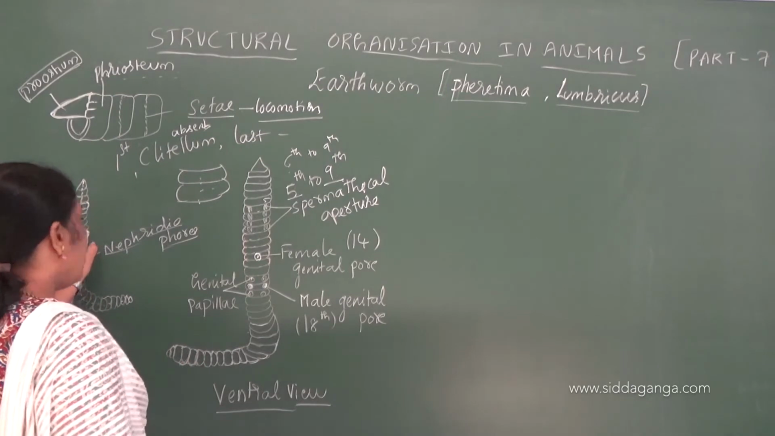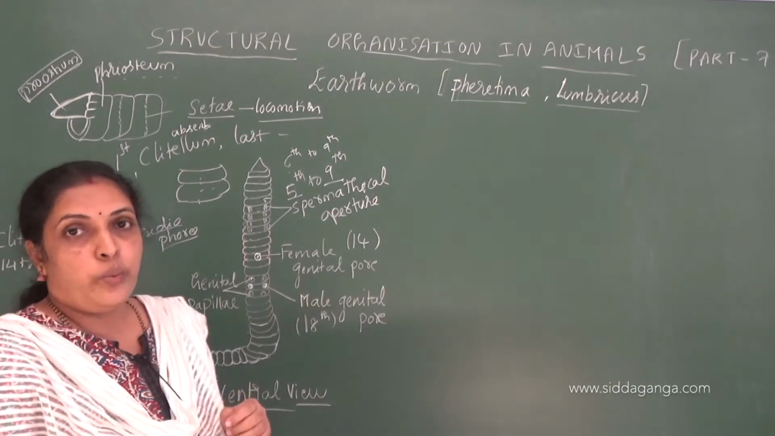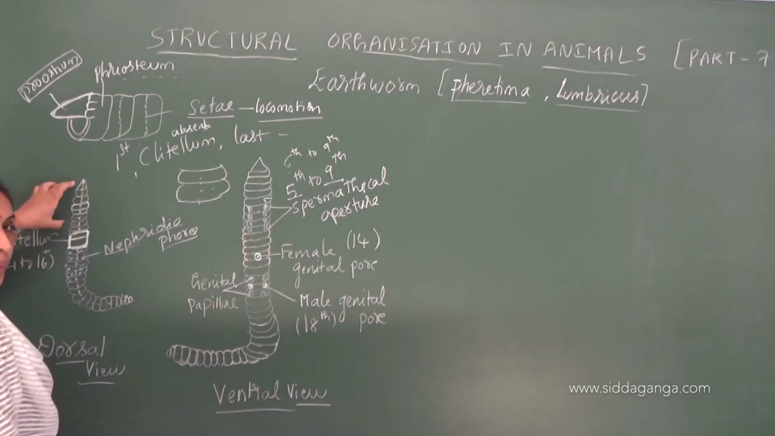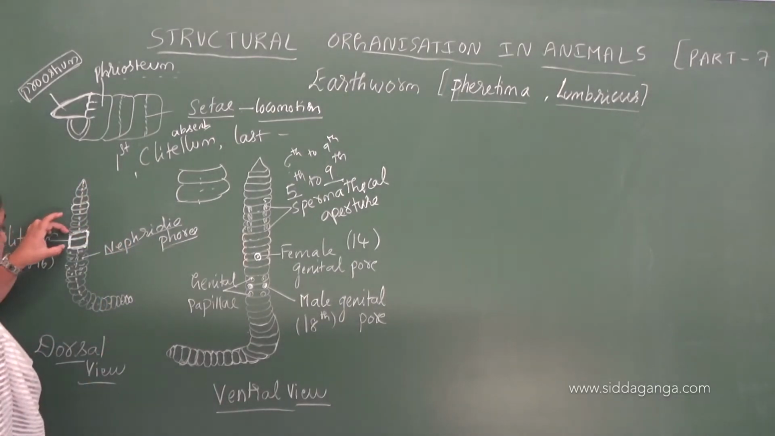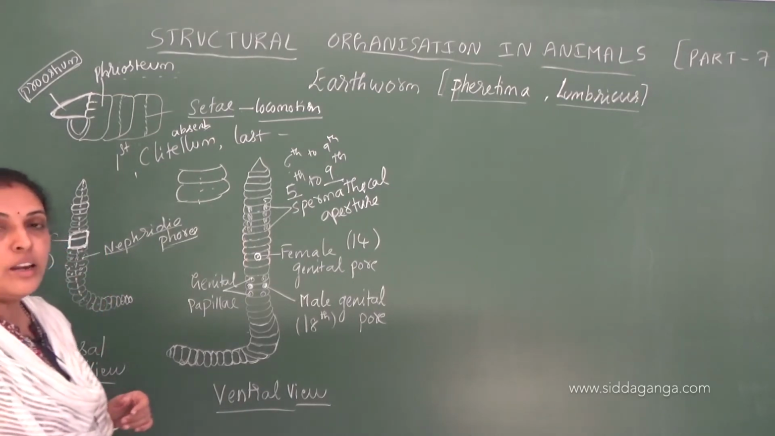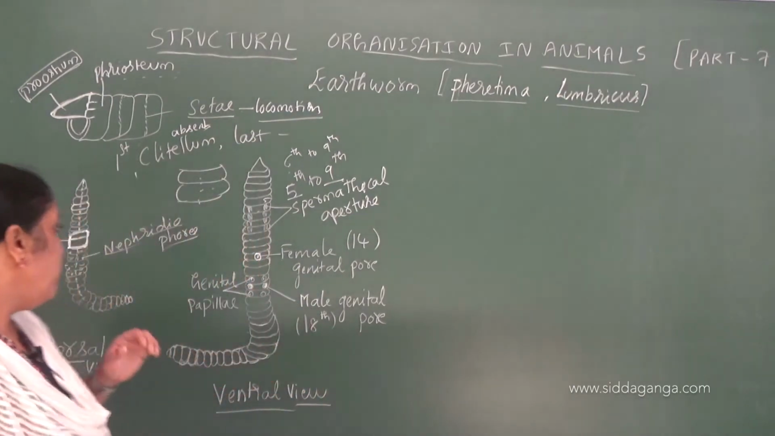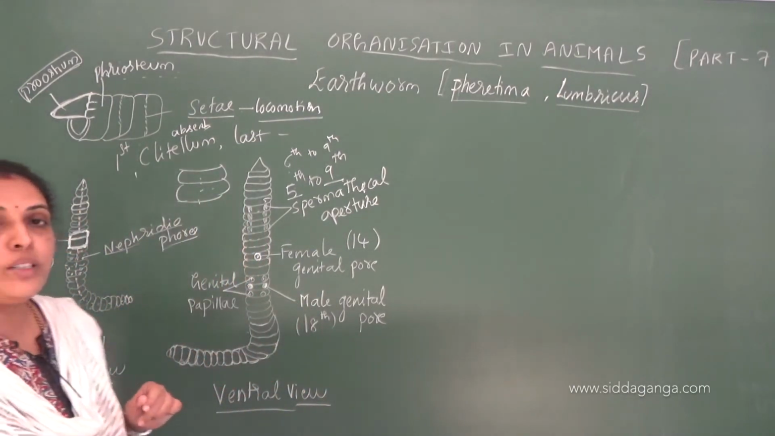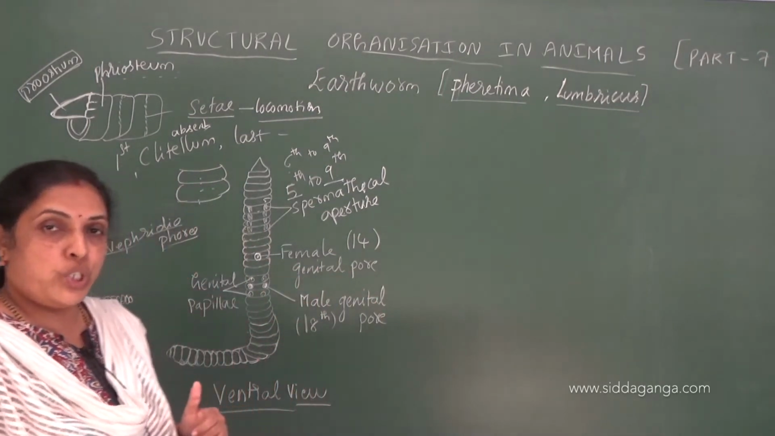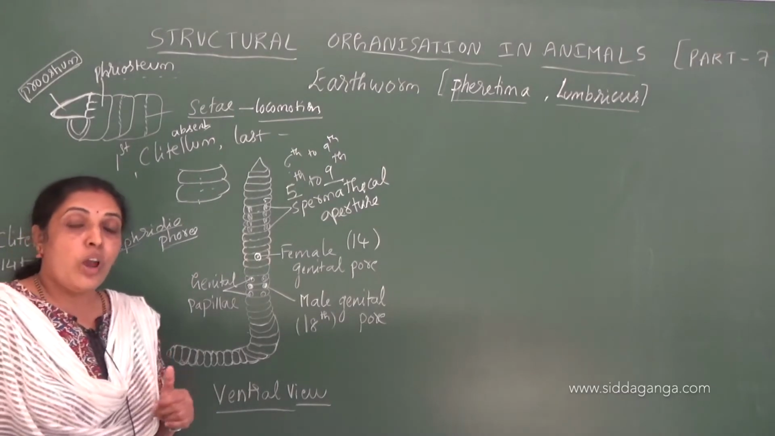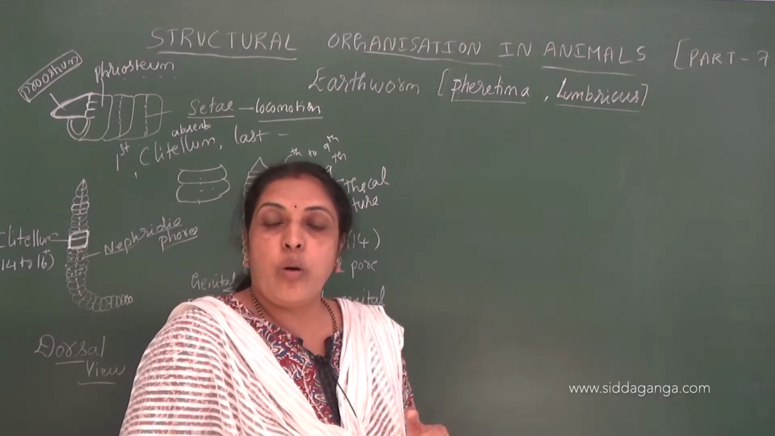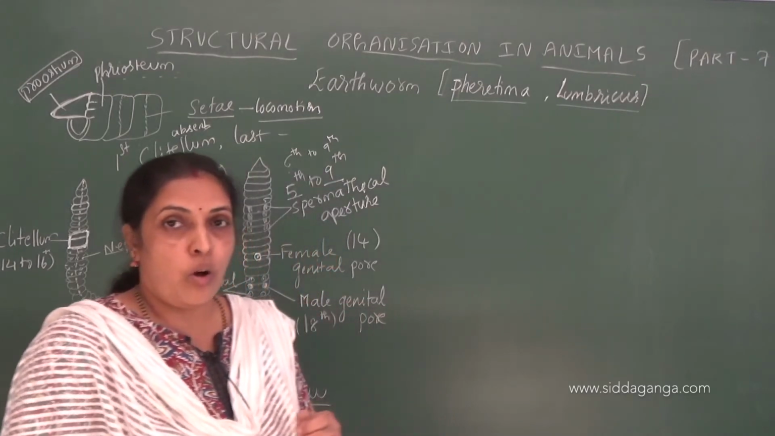Based on the clitellum, the earthworm is divided into the region anterior to this, the preclitellar region, and behind the clitellum, the postclitellar region. So based on the clitellum, the earthworm is divided into 3 parts: preclitellar, clitellar and postclitellar region. What you have to remember for NEET is that they have removed earthworm and frog. You have to read cockroach only.